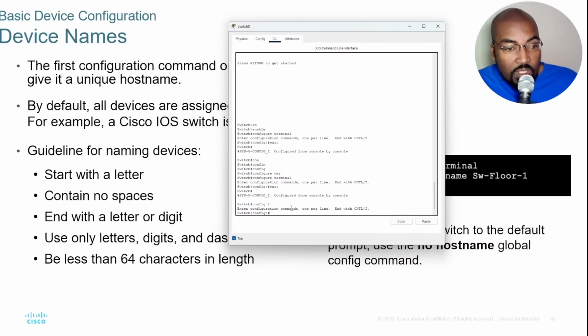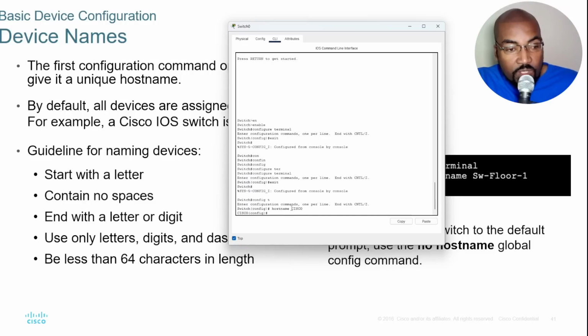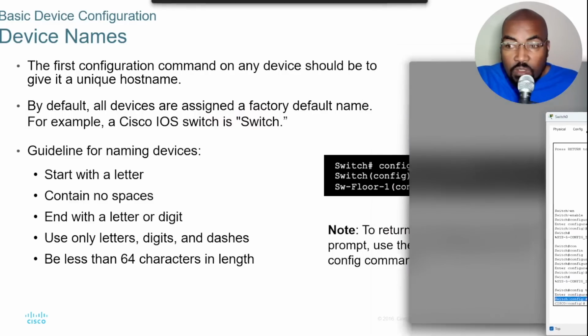So I am in config T. I'm going to type in the word hostname, okay? And we're just going to call it Cisco. And there it is. So I just gave it a hostname, called it Cisco, and now my switch name is Cisco. The way I did that was typed in the word hostname, space, and then Cisco. That's how I renamed the switch.